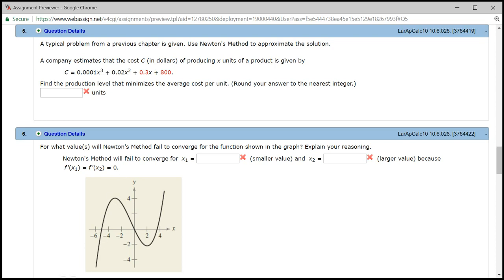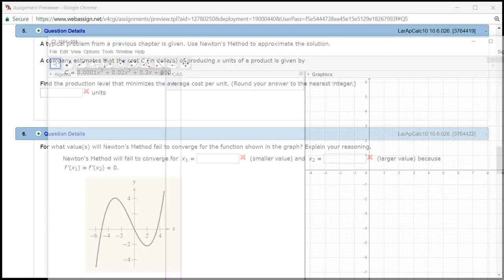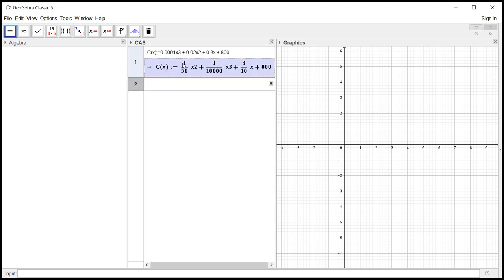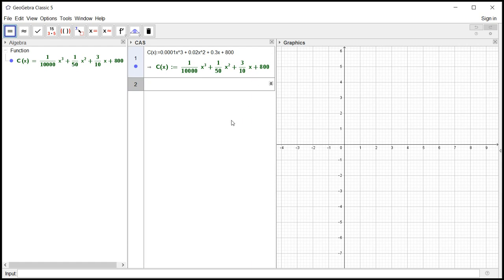So let's do that. I'm going to use GeoGebra here. First I'm going to copy the function, and then here's GeoGebra. I'm going to define a cost function: cost function colon equal, and paste it here. I have to make sure the power is entered correctly. All right, here's the cost function.